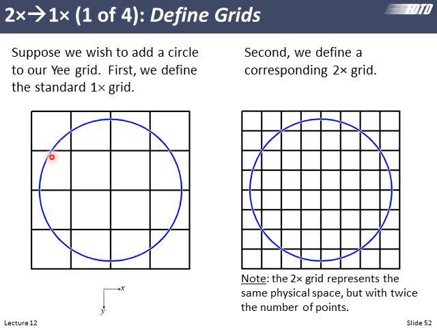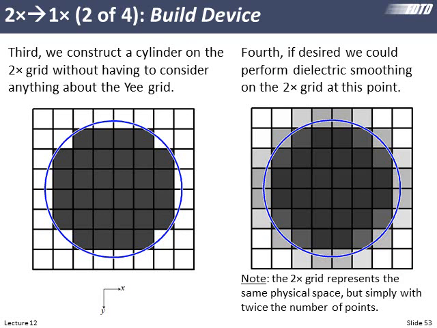So here's our original 1x grid, just 4x4, and a cylinder that we wanted to put on this. So we build our 2x grid, and now we put our cylinder on the 2x grid. This clearly is going to look a little bit better because we have twice as many points. So let's go ahead and do that. We put that cylinder onto our 2x grid.